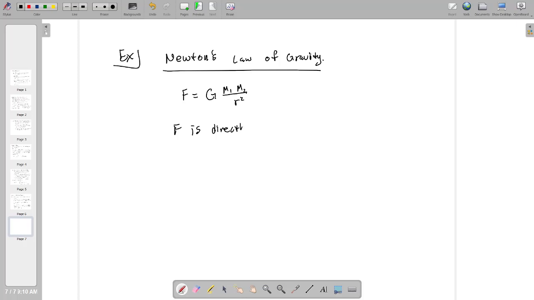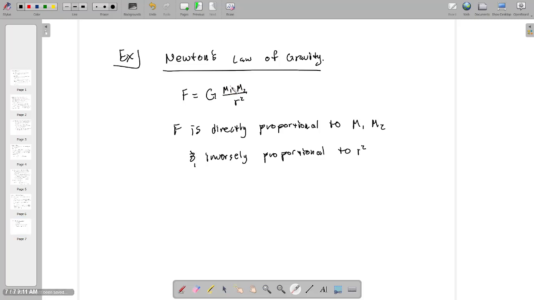We could say that F is directly proportional to m1 and m2, or we could say that F varies jointly with m1 and m2, and inversely proportional to r squared. And again, we are always inversely proportional whenever we have a constant divided by something. Even if there's something else in the numerator, that just means that we have multiple variation instead of a single inverse variation or a single direct variation. So in this case, F has a direct variation with the product of m1 and m2. We can also say that F varies jointly with m1 and m2.